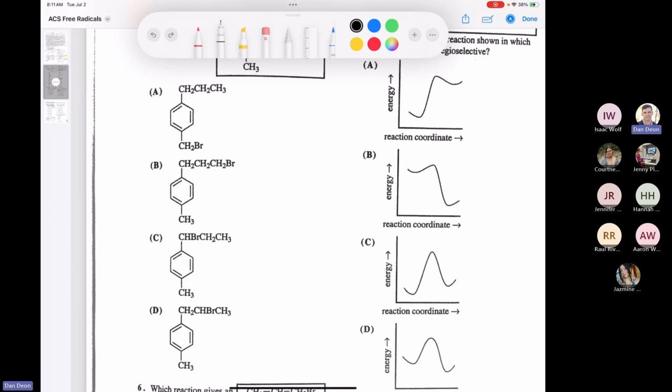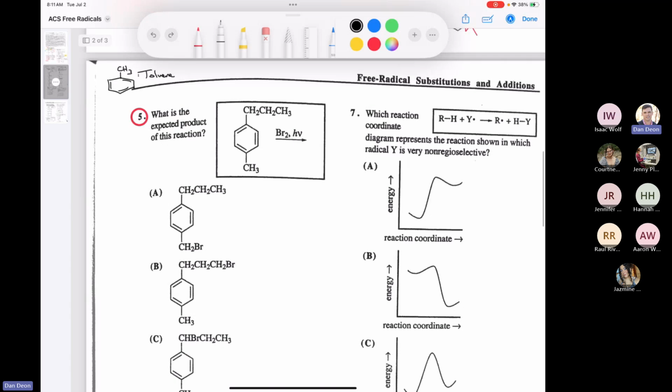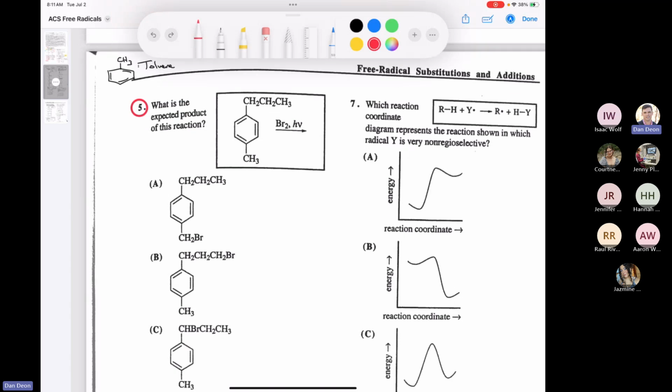So the rationale here is that, again, we have initiation, propagation, and termination. When we're doing a bromination reaction, our initiation is just the formation of the bromine radical. But then propagation is 2 steps. The 2 steps are, first, hydrogen abstraction and then halogen abstraction. So in this case, it's going to be bromine abstraction. Those are the 2 propagation steps.